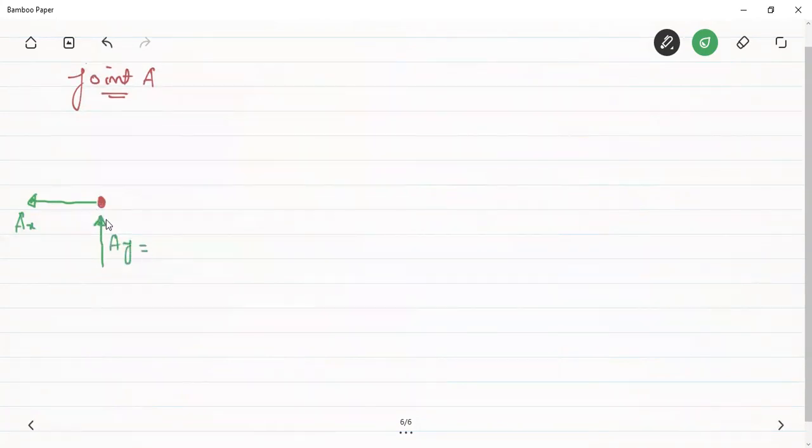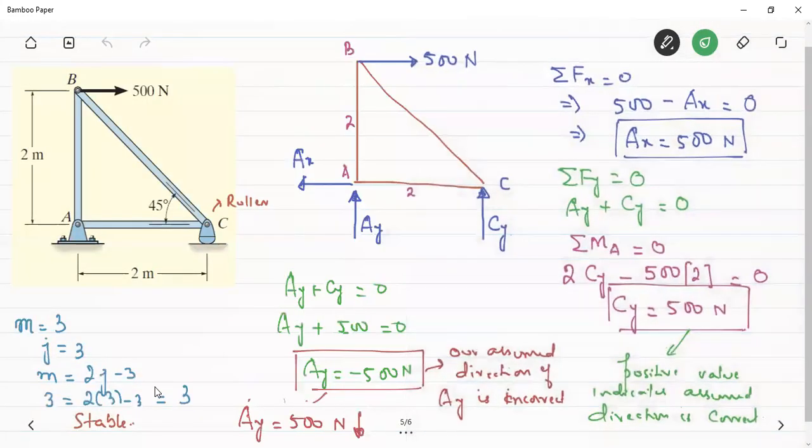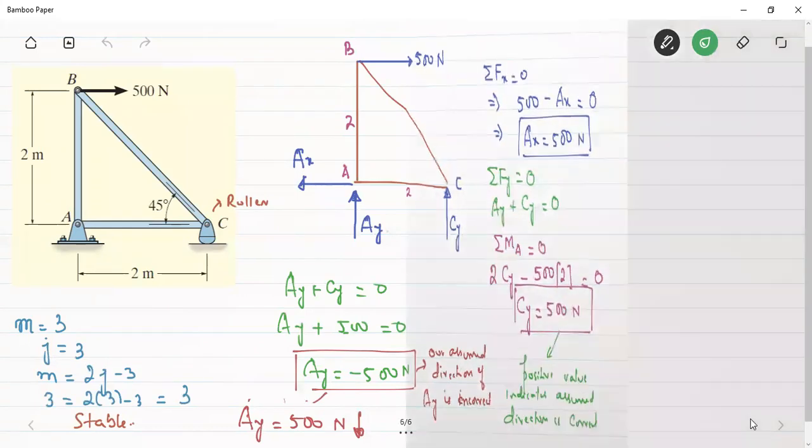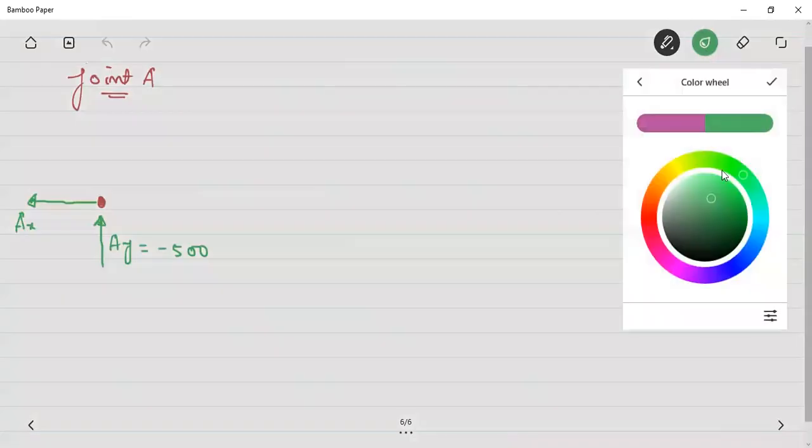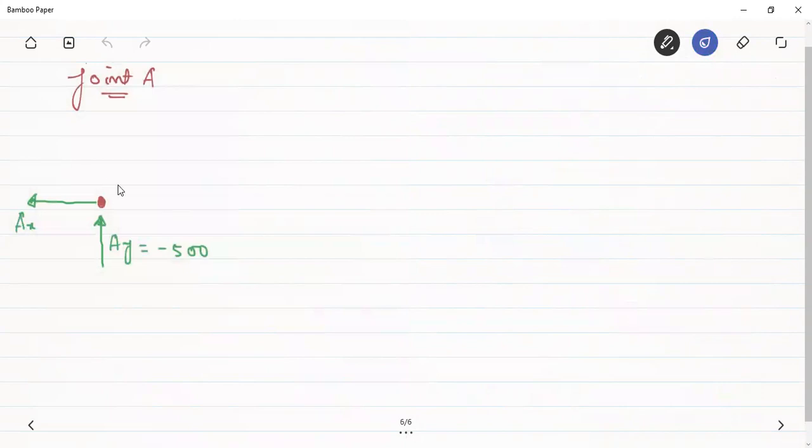But while I am keeping this direction as incorrect, then I have to assume that this AY is minus 500. Whenever I write that AY in the equilibrium equation, I have to write that it is equal to minus 500, because I haven't corrected the direction here yet. Therefore, I have to take the negative sign as well. The other forces are AB and AC. Initially AB and AC will be assumed to be acting away from the joint, because we have assumed that all the members are in tension. So this will be the force in member AC and this will be the force in member AB.